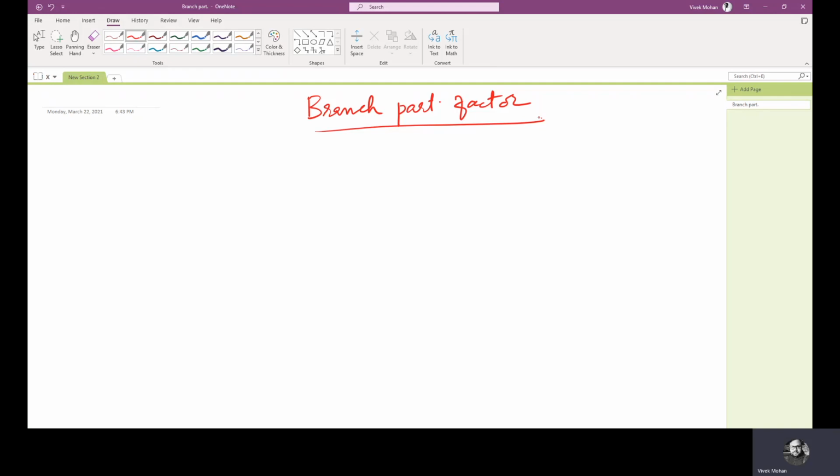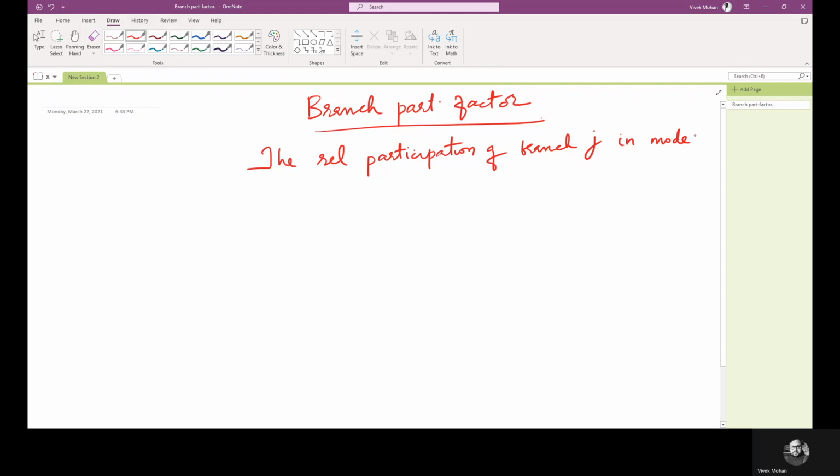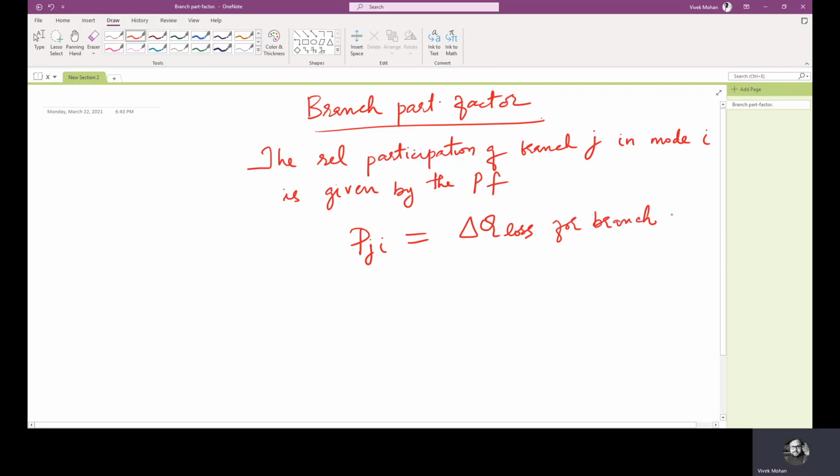The relative participation of branch J in mode I is given by the participation factor Pji equals delta Q loss for branch J divided by maximum delta Q loss for all branches.